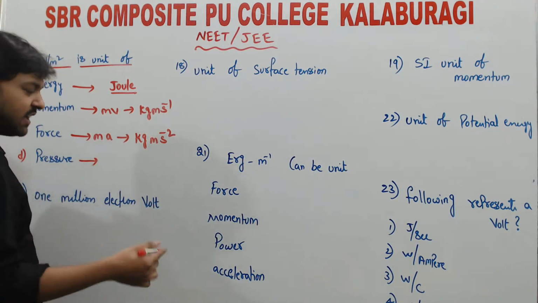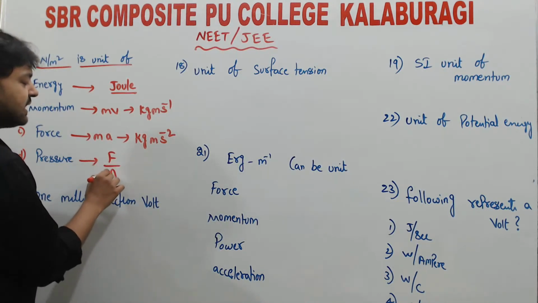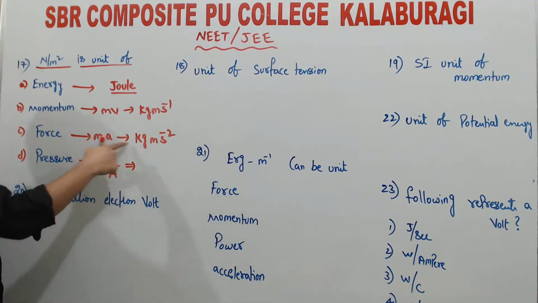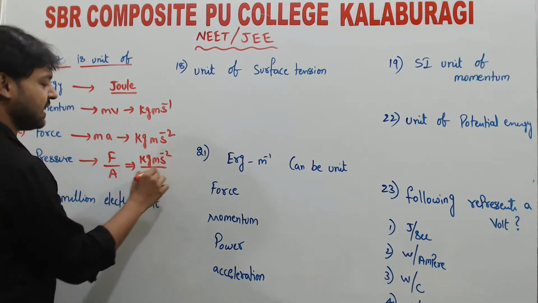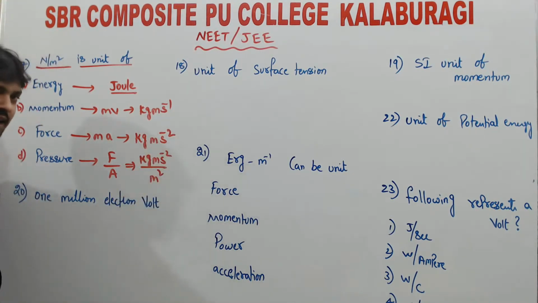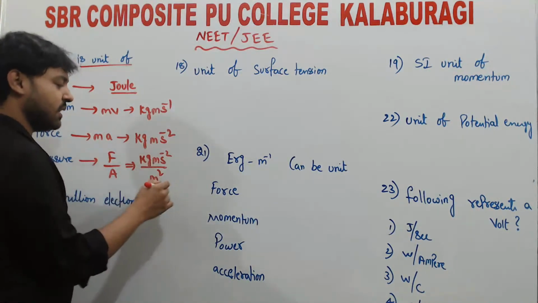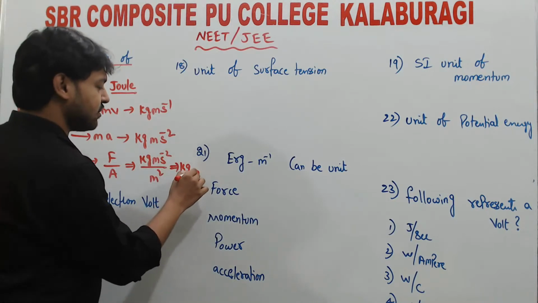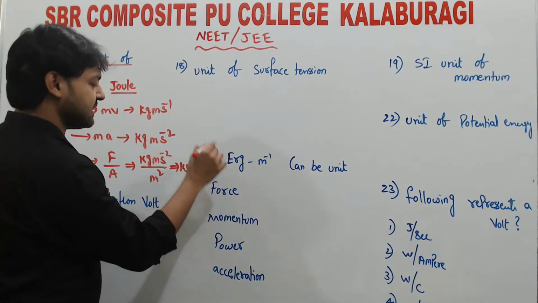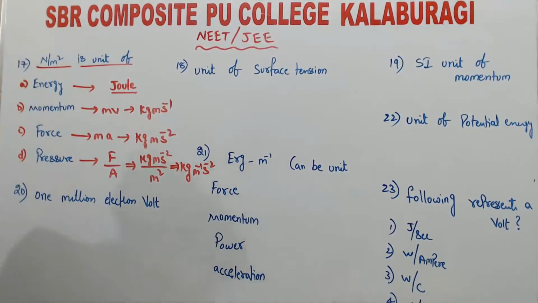Pressure formula. Answer yourself. Force per unit area. So, what is force again? Kg meter per second square divided by square meters, right? So the square meters will go to the numerator. So I can write it as kg meter to the power minus 1 and second to the power minus 2.